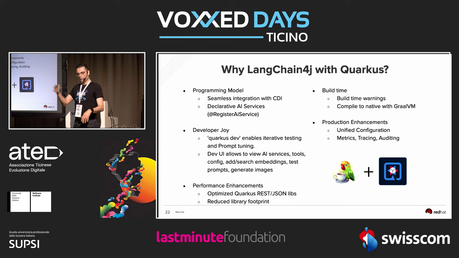So it's fast, smaller throughput. Whatever you do, you can compile to native with a flag. And then, if you want to deploy, I don't know, a smart application on the edge, you can do it without effort. It also integrates with all the other things we have in Quarkus. So we have metrics, tracing, auditing, all these you get for free, like the enterprise features.